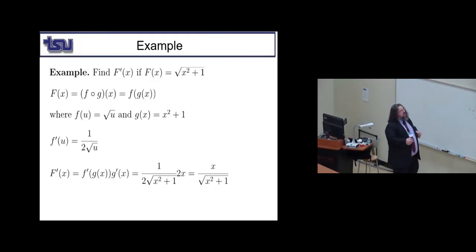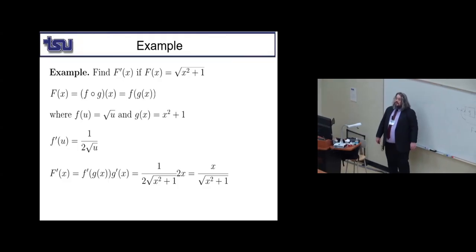And so this means that if I want the derivative of the big function, I need to take the derivative of the outside, 1 over 2 times the square root of u, but I need to make sure to actually plug back in the inside part, the x squared plus 1 that was there. So we get 1 over 2 square root x squared plus 1 times the derivative of the inside. And the derivative of x squared plus 1, well, that's just 2x. And so that simplifies down to here.